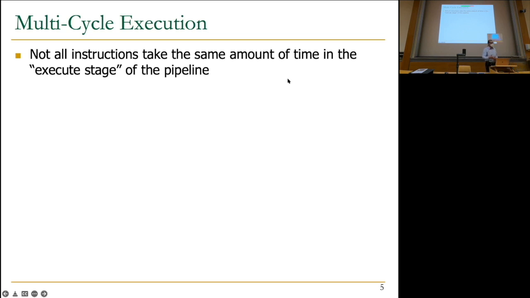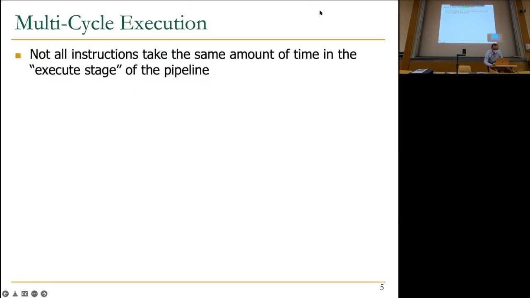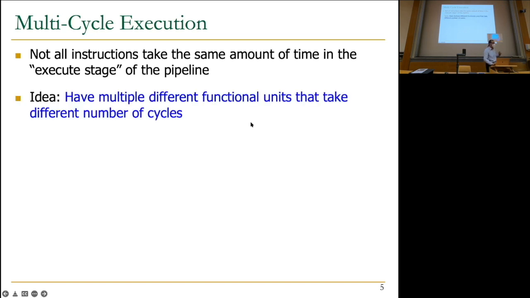But to understand really why this is a problem in a von Neumann, in a pipelined machine, okay, that's not what I want. I want to get rid of this one. We really need to understand this notion of multi-cycle execution. Basically, not all instructions take the same amount of time in the execute stage of the pipeline. So far, we've assumed one cycle execution, right? We're going to deconstruct that. Basically, the idea is many instructions take different numbers of cycles. For example, an add instruction may take only 1 cycle because it's a simple addition.